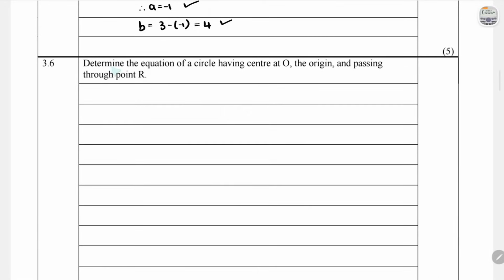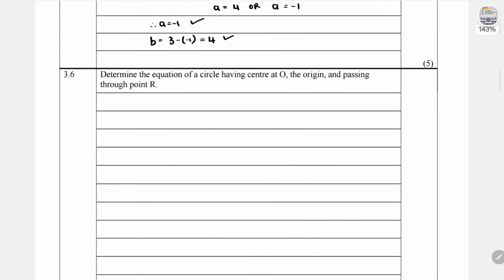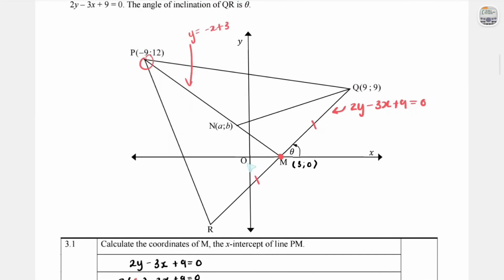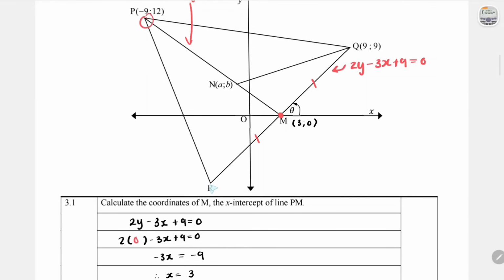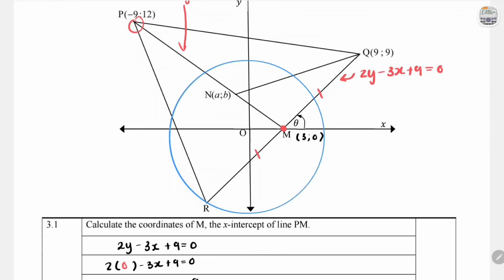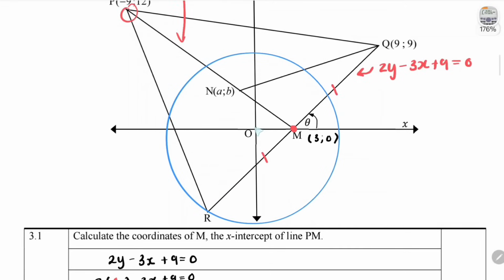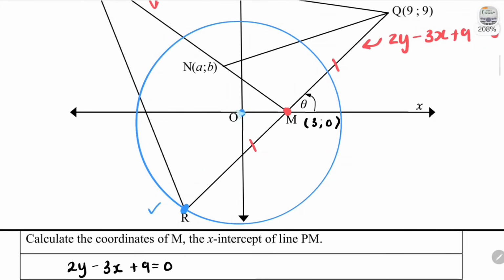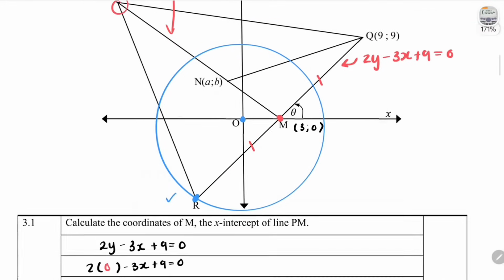Question 3.6 says, determine the equation of a circle having a center at O, the origin, and passing through point R. Okay, so this circle center is at O, this origin, and it passes through R. Okay, so something like that. We don't really need the diagram. But if this is the center and this is a point on the circumference, then all we need to find is R. We already know the center is 0 and 0. So R, how do we find R?